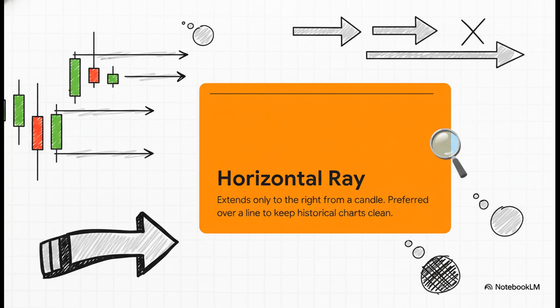Now, when you're marking your support or resistance levels, I want you to use the horizontal ray, not the horizontal line. And you might be thinking, what's the big deal? Well, the horizontal line stretches forever in both directions, right? It just clutters up months, even years of past data. But the ray, it only extends forward in time from where you click. This keeps your historical chart totally clean and lets you focus only on what's coming next. It's such a small change, but it makes a huge difference in how readable your chart is.